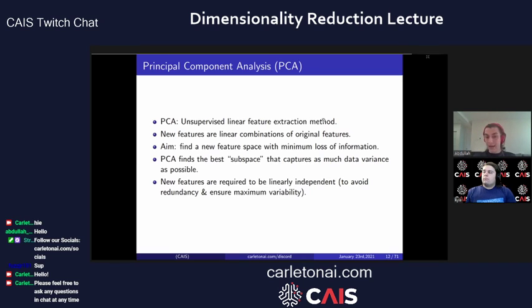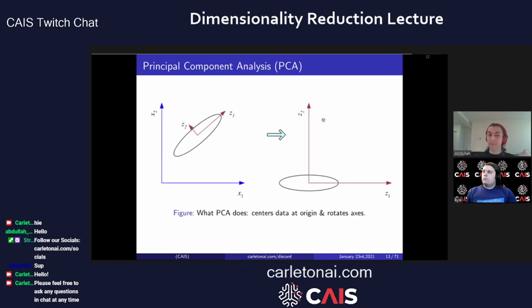So to do that, in order to reduce redundancy, we would like the new features that we learn to be linearly independent in order to ensure that we have maximum variability, right? So you can think of it like this. If we have our data, which is like this black ellipsoid, in the original feature space, x1 and x2, what PCA would aim to do is change the feature space to go to z1, z2, right? That's what it's trying to do.